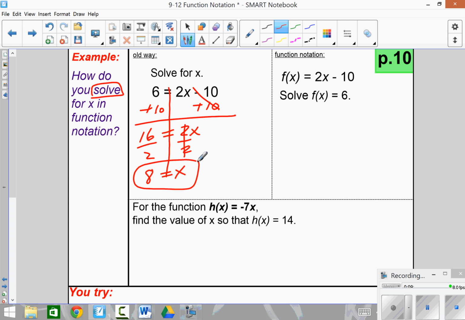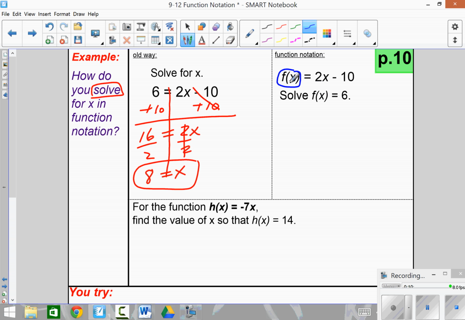What does this look like then asked in function notation language? Well, the name of the function is f, so f of x equals 2x minus 10. So there's your function, 2x minus 10. Solve when f of x equals 6. Okay, so in other words, they're telling us that this symbol, f of x, equals 6. So wherever I see the symbol, right here, I'm going to use a 6 in place of that symbol.